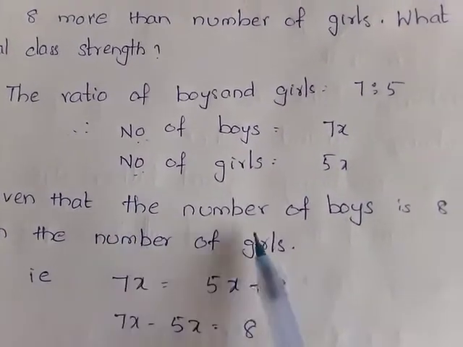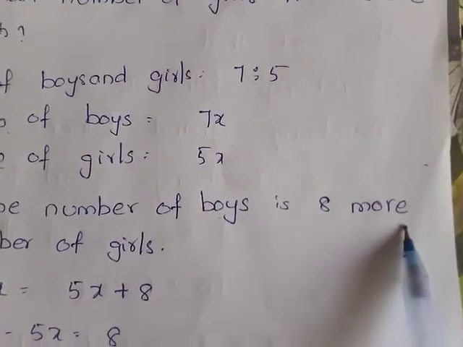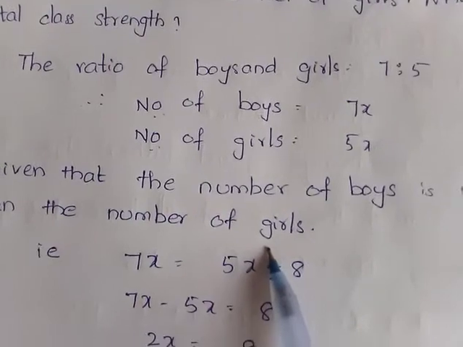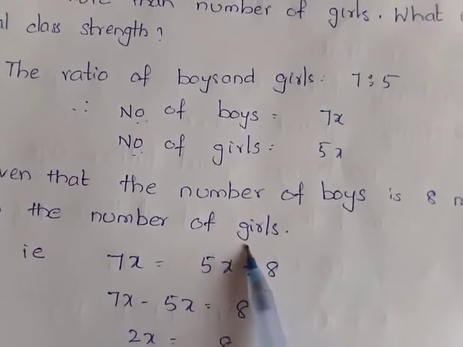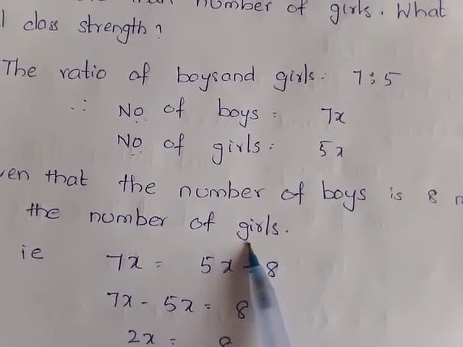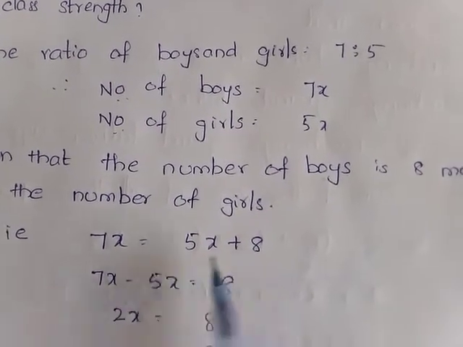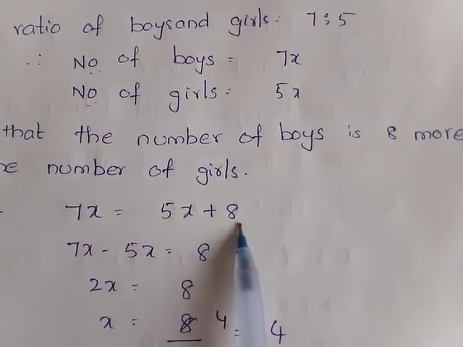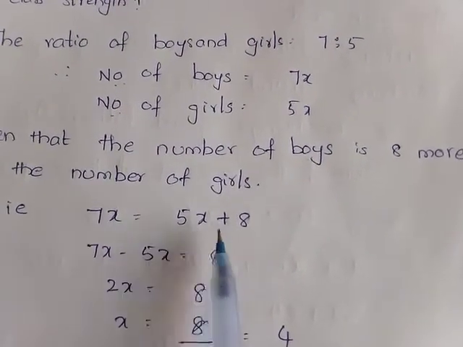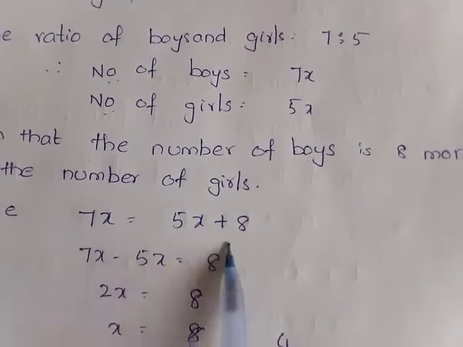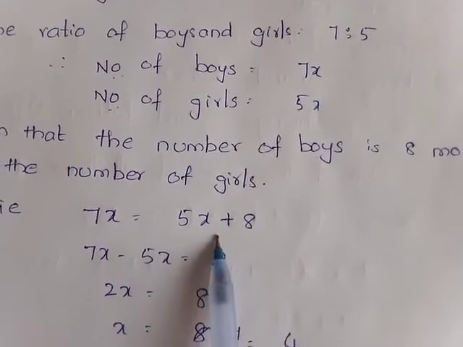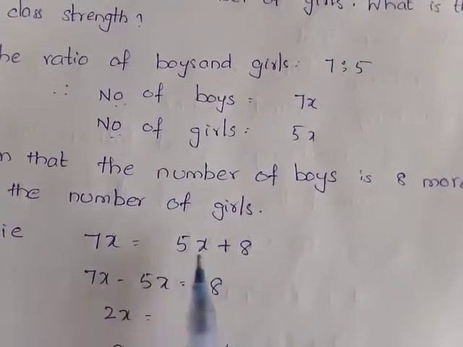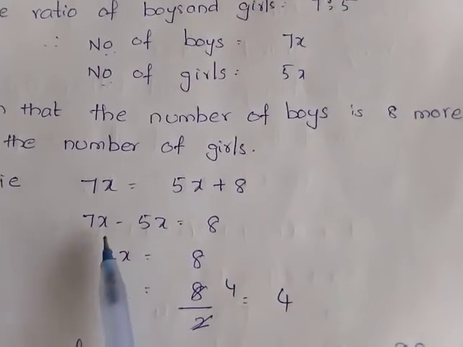Given that the number of boys is 8 more than the number of girls. So what is the strength of boys? It is 8 extra when compared with girls. So if we add 8 to the girls, those two are equal. That is, 7x for boys is equal to 5x plus 8. Girls are 5x; if we add 8 to that, both become the same, because the girls are 8 less, otherwise the boys are 8 more. So 7x equals 5x plus 8.